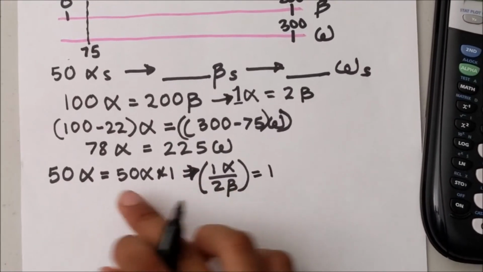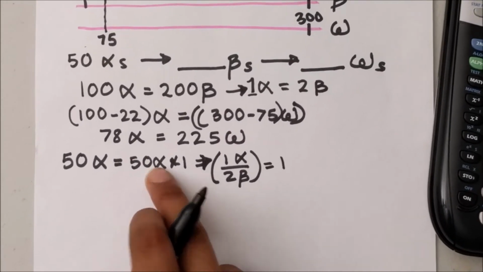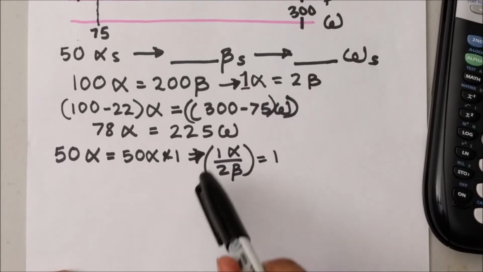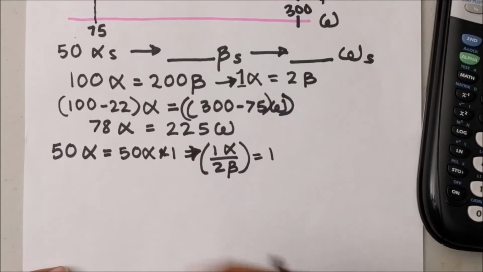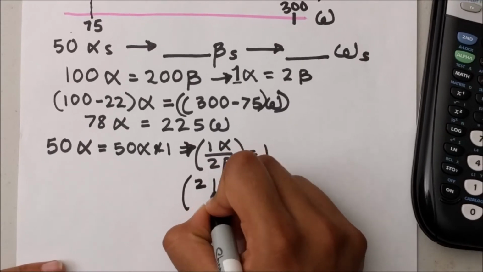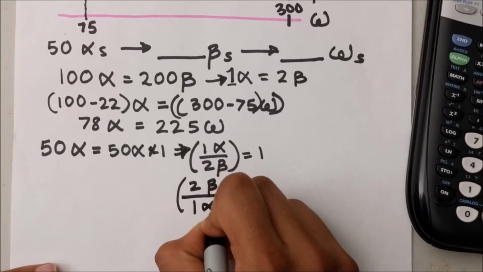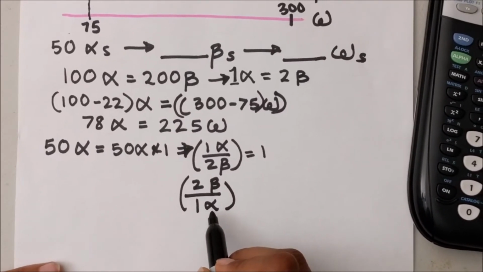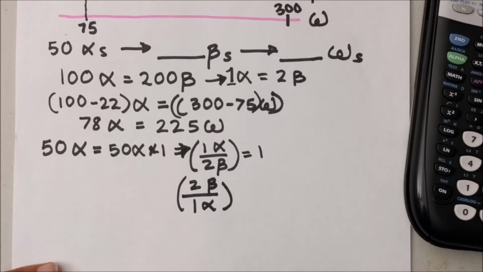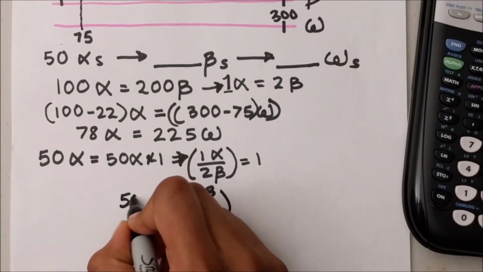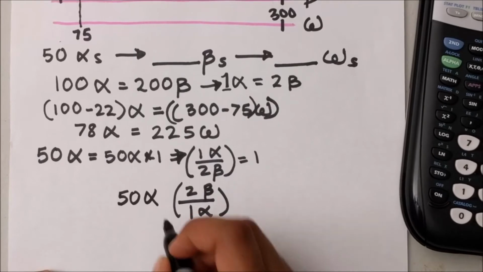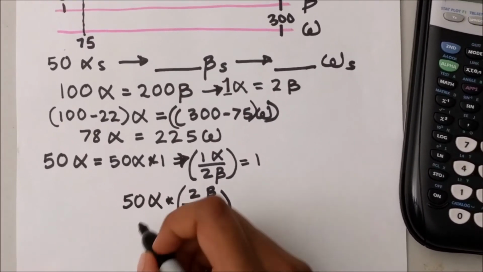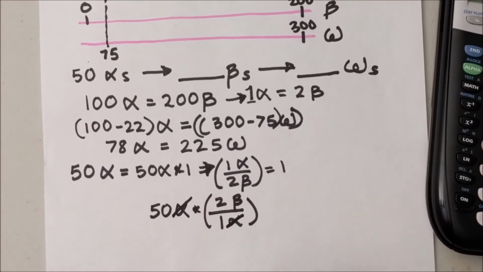Looking at this equation, we want to make sure that the alphas cancel out. This will not happen if we multiply by 1 alpha over 2 beta. So we will multiply by the reciprocal of the fraction, which is 2 beta over 1 alpha. This also equals 1 because of the same property I mentioned before. So now our equation is 50 alpha times 2 beta over 1 alpha. In this case, you can cancel the units out.